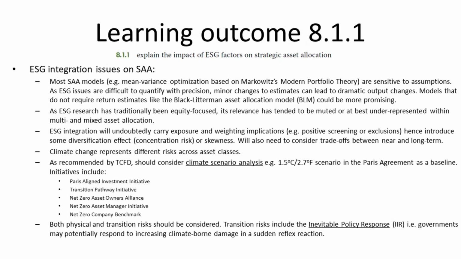And in ESG integration, both physical and transition risks should be considered. We talked about physical and transition risks in the previous chapter, so if you have difficulty remembering what they are, then I think you need to go to the older chapters. And transition risks include the so-called inevitable policy response (IPR), that is, governments may potentially respond to increasing climate-borne damage in a sudden reflex reaction.